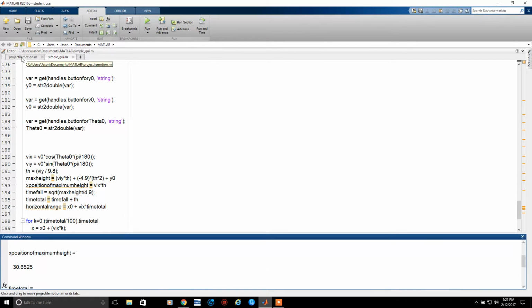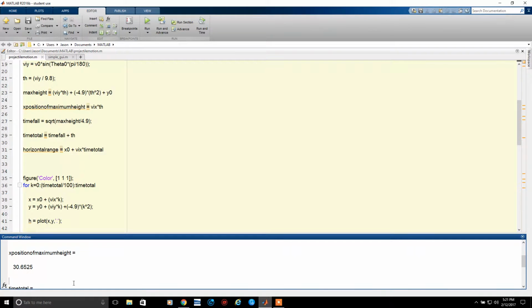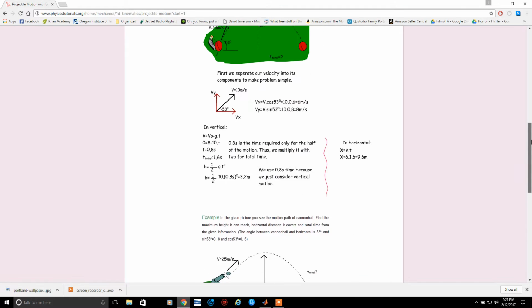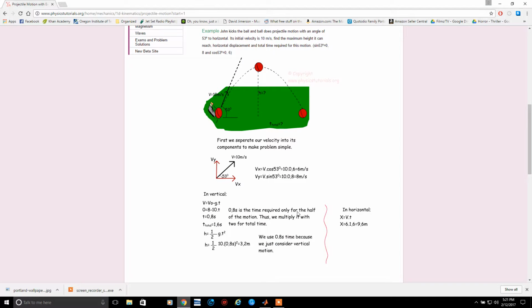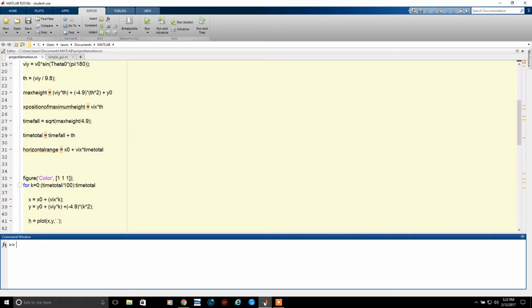All right, so now let's try out the function this time. And then how about we try it out for this problem instead? So we have that it starts at the origin, looks like, so 0 X and 0 Y. Initial velocity of 10 meters per second at an angle of 53 degrees. So 0, 0, 10, 53. Whoops, I forgot the function.